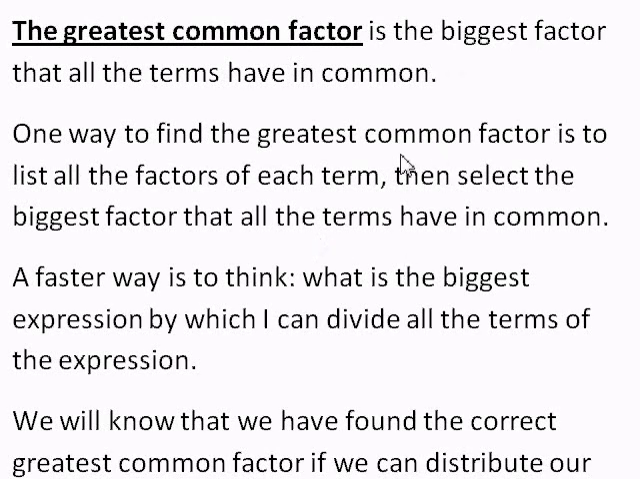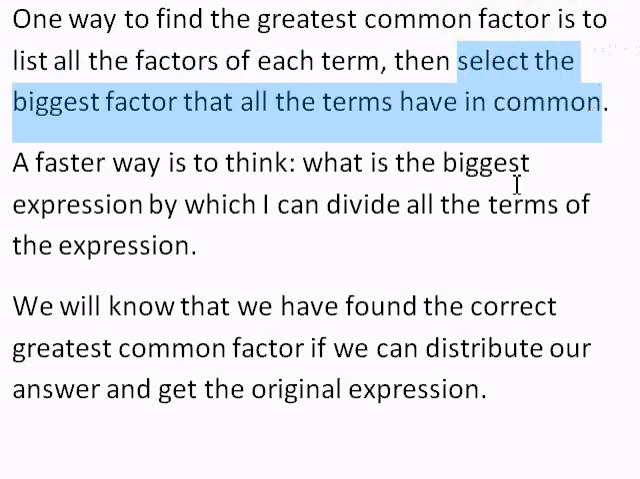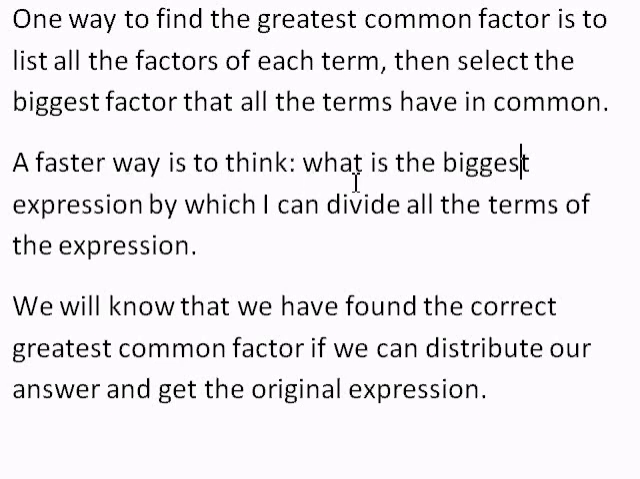Greatest common factor is the biggest factor that all of the terms of our polynomial have in common. Now we have a couple ways of finding that greatest common factor. One way is to list all the factors of every term, then select the biggest factor that all the terms have in common. A faster way is to think, what is the biggest expression by which I can divide all the terms of the expression? In other words, we'll think of factoring as division.